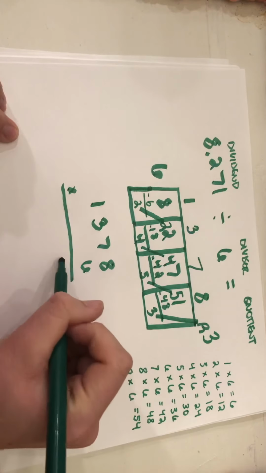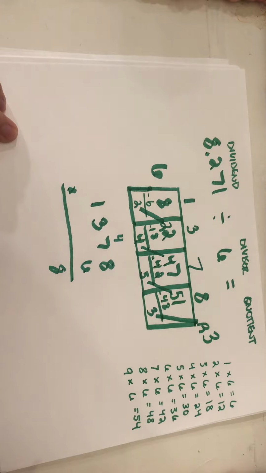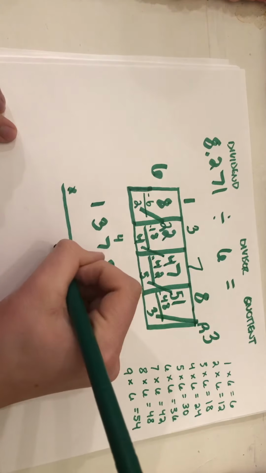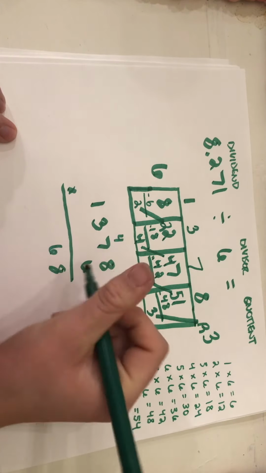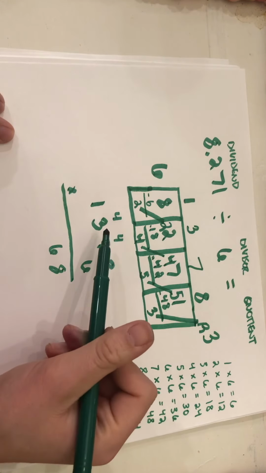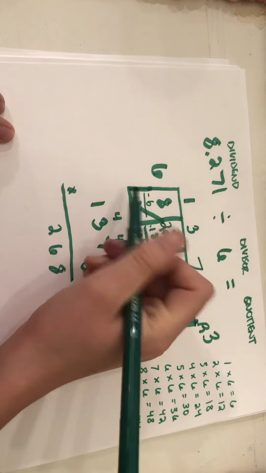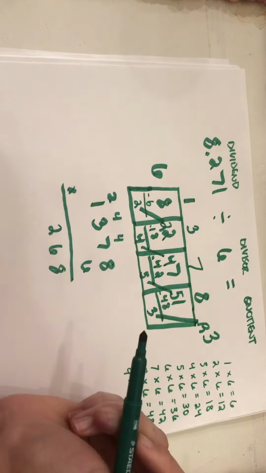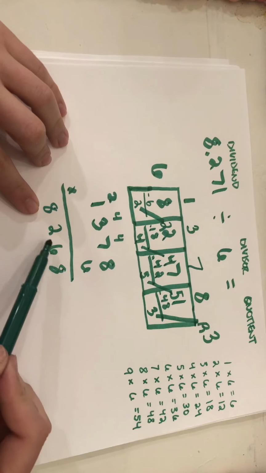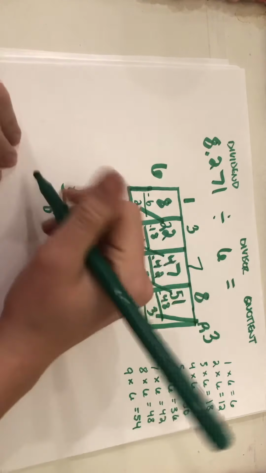6 times 8 is 48, but we're going to carry our 4. 7 times 6 is, that's right, 42. Add our 4, 46. Carry the 4. 3 times 6 is 18. Add the 4, 22. Carry the 2. 6 times 1 is 6, plus 2 equals 8. So now we have 8,268, and we need to add our remainder of 3.